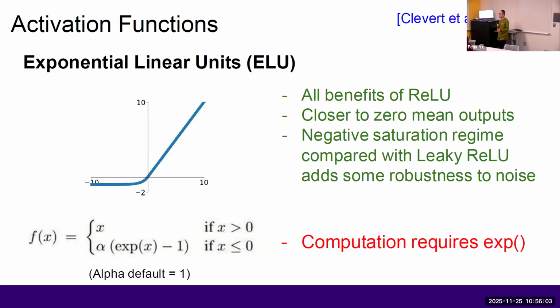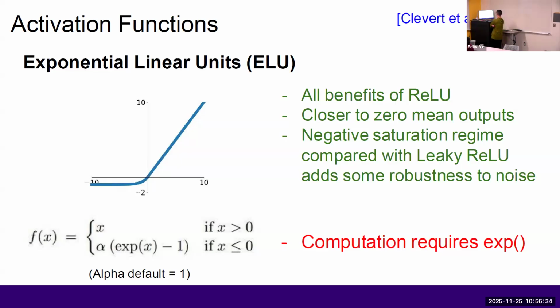So in this case, it's by default 1, so that would just be an exponential of x minus 1. As x goes to minus infinity, this goes to minus 1. So the minimum that we get is minus 1 in this case, and the maximum just goes to infinity. So in this case, it will be closer to a zero mean output. You have some negative values, you have some positive values, right? But most of them are positive.